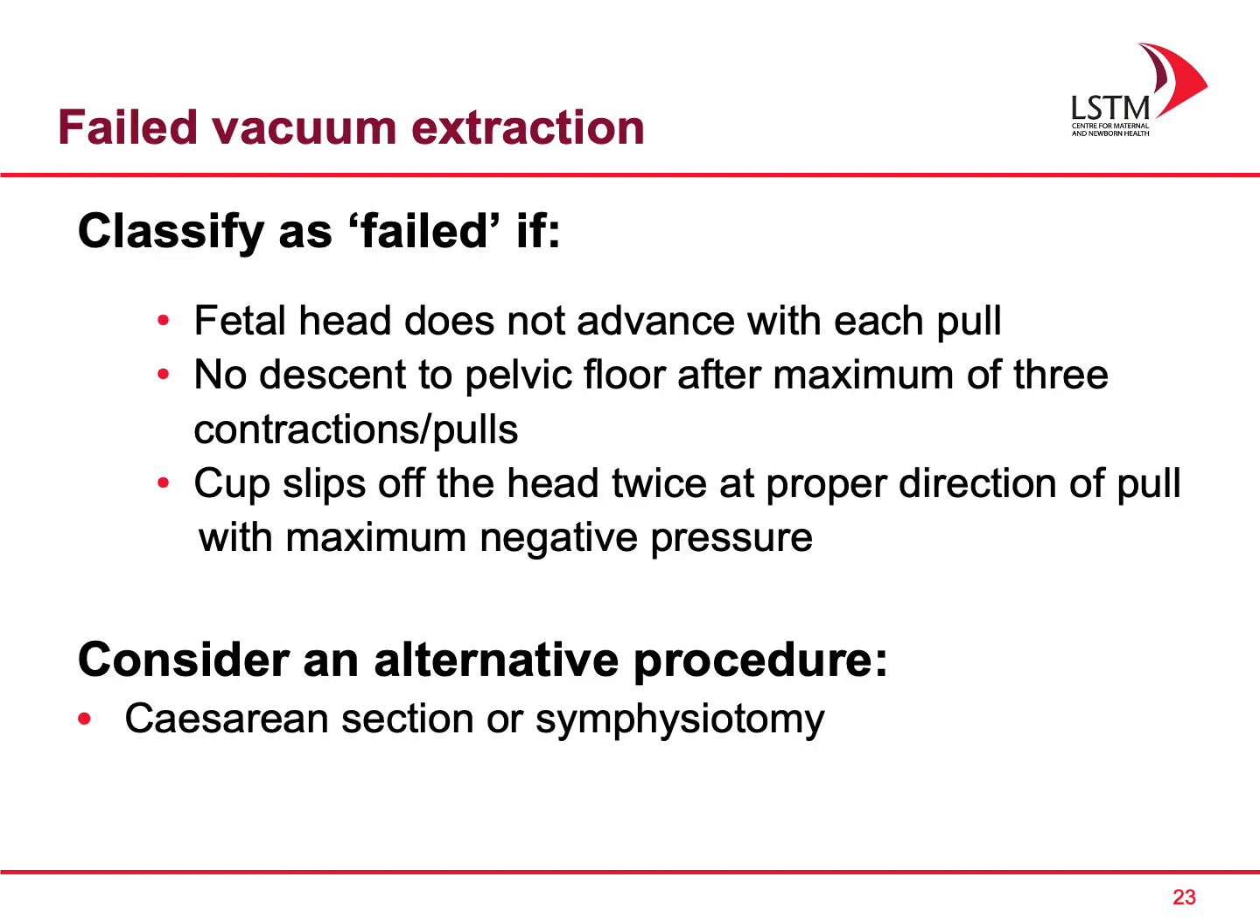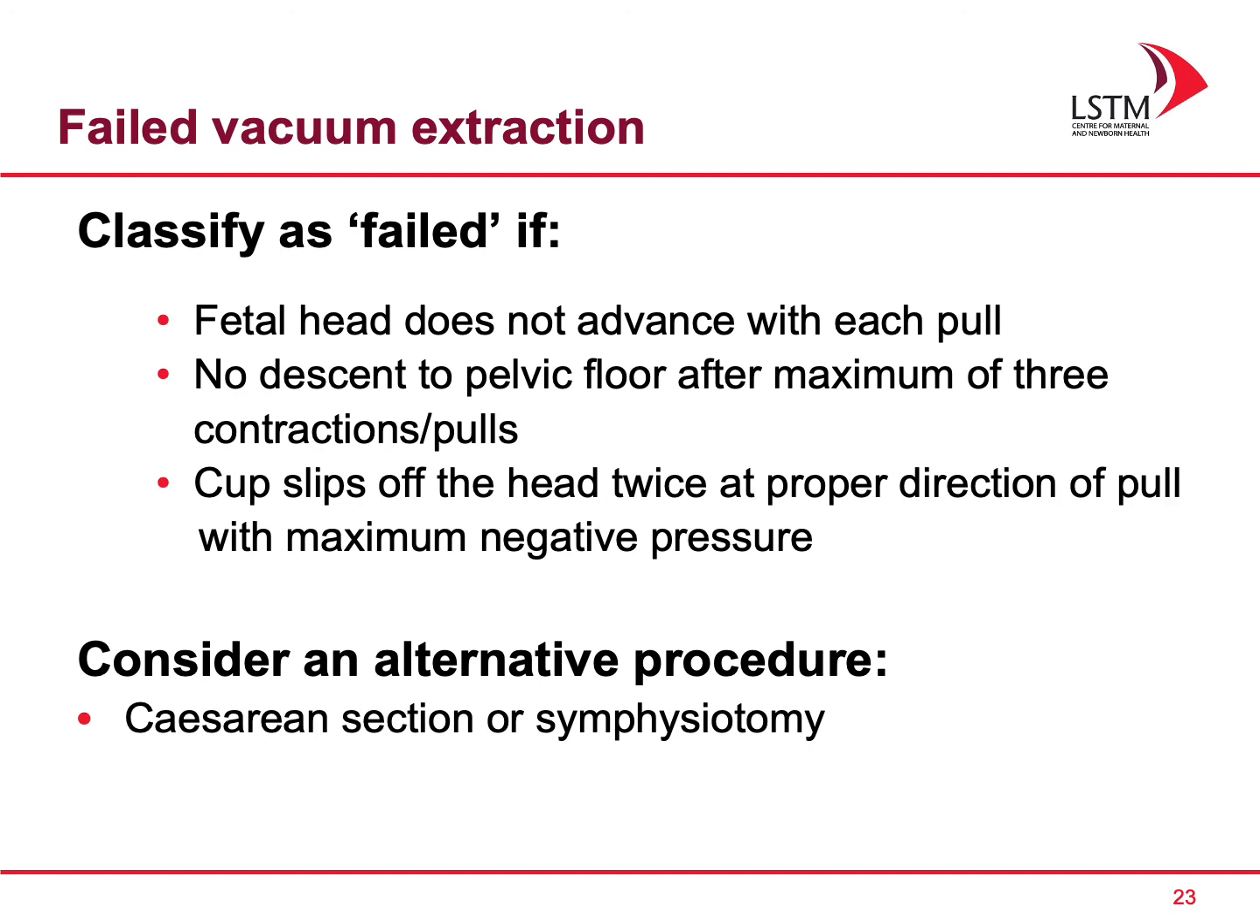So when do you say this vacuum has failed? When do you say we are not going to deliver this baby and let's look for alternatives? Number 1, with each pull, that head is not advancing. Or you've pulled thrice, that head is not delivered, or it's not about to be delivered. Again, an indication that you are failing, or the procedure is failing.